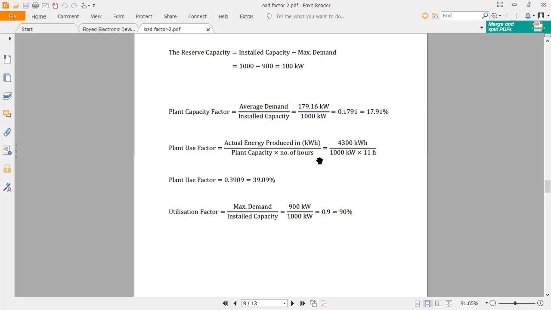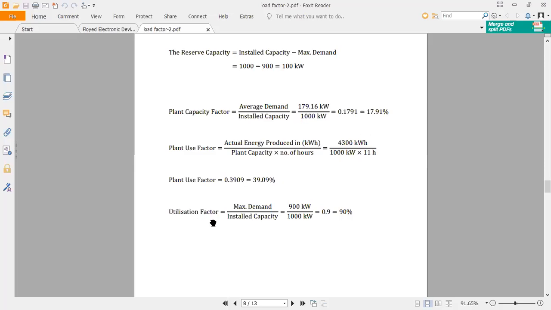And how many hours do we take? These are 11 hours. With 11 hours, the plant use factor can be found. After solving, we got 0.3909, and multiplying by 100, we get 39.09% plant use factor.